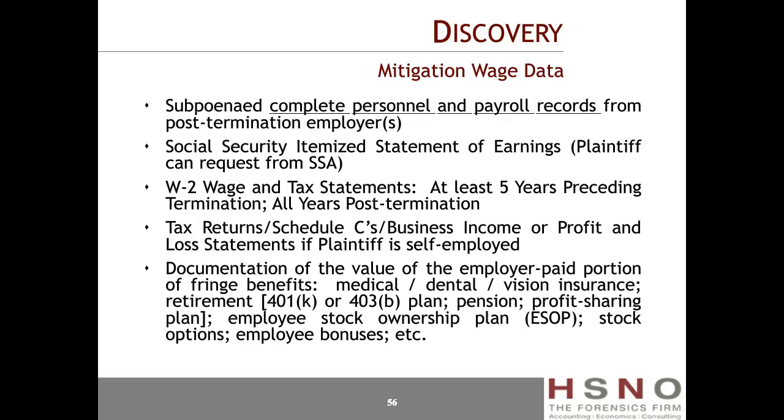Okay, for mitigation wage data, you pretty much want the same thing from the mitigation employer. Usually that's easier to get because the plaintiff is working for that company and they can just call up HR and request it. But again, you want personnel and payroll records, or you want the pay statements from the plaintiff, Social Security itemized statement of earnings, W-2 wage and tax statements, tax returns, or Schedule Cs if the plaintiff has gone from employment for an employer to self-employment, documentation of the value of the employer-paid portion of fringe benefits again.